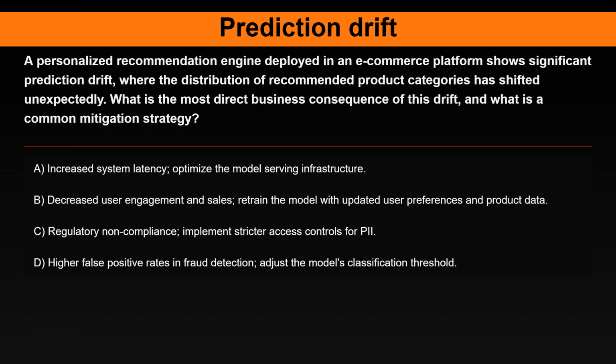Option A, increased system latency. Optimize the model serving infrastructure. Option B, decreased user engagement and sales. Retrain the model with updated user preferences and product data. Option C, regulatory non-compliance. Implement stricter access controls for PII. Option D, higher false positive rates in fraud detection. Adjust the model's classification threshold.